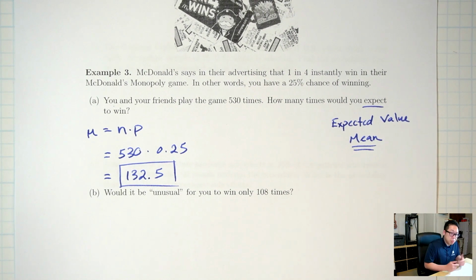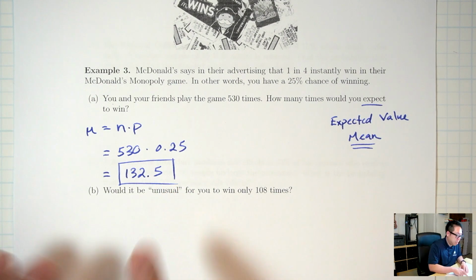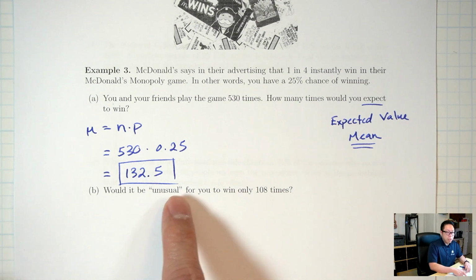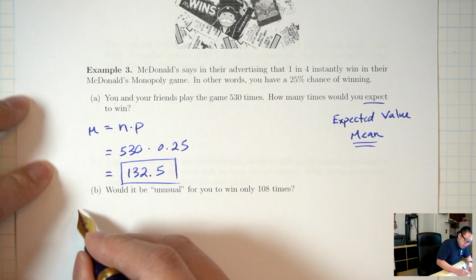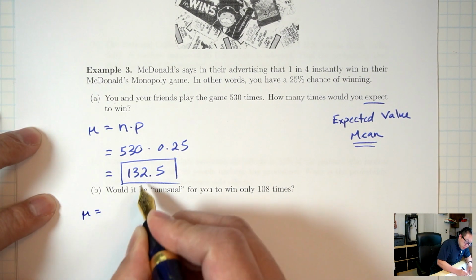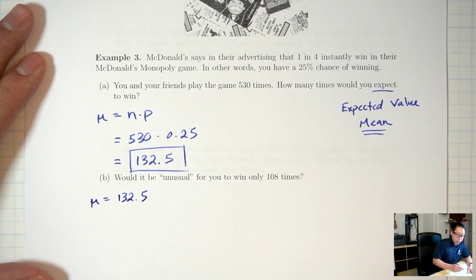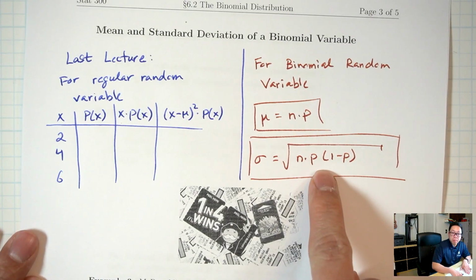The question is, is it really normal, or is something unusual going on? So just like in the last lecture, when we're asking about unusual, I want to make the empirical rule picture. So I need the mean, which I know is 132.5, and I need the standard deviation, which I know I can get using this formula.